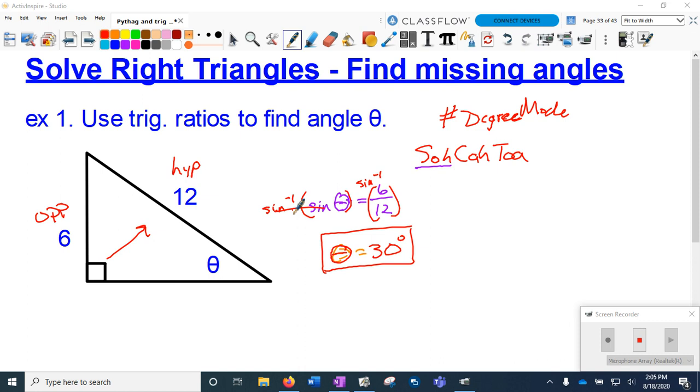Okay, so if I ask you, how do you find an angle? You're going to have to say, use an inverse. Okay, how do you find an angle? Use an inverse. All right, let's try another one.